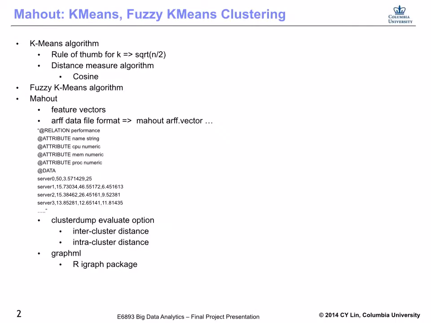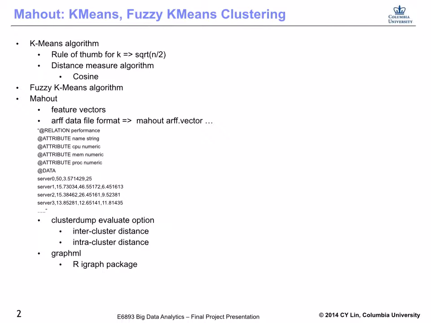Mahout, the k-means algorithm, fuzzy k-means, rule of thumb equated to about 32 clusters given our 2,030 feature vectors. We're using the cosine distance measurement algorithm for similarity measurements. The fuzzy k-means was also used to see if that provided any performance improvement in clustering.